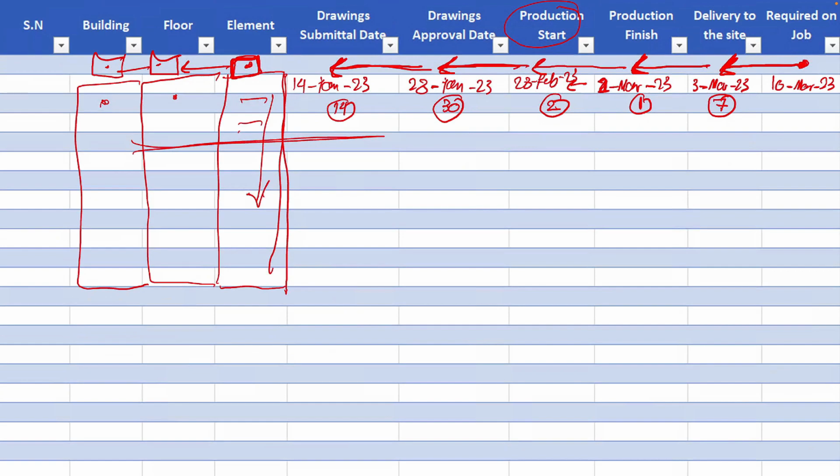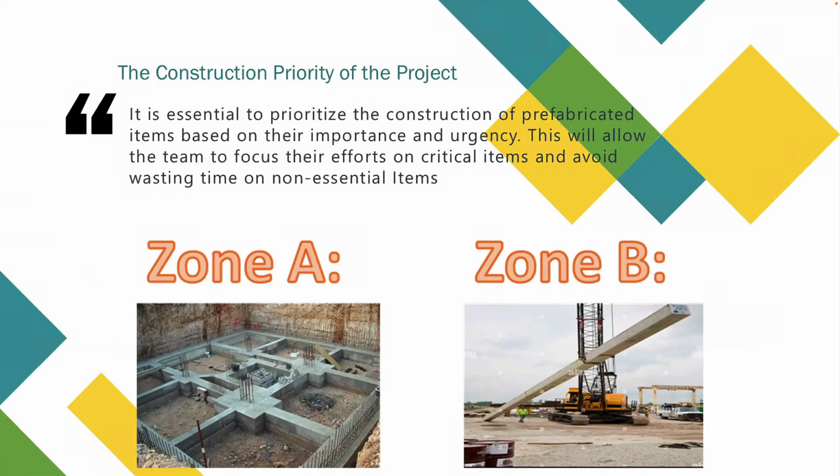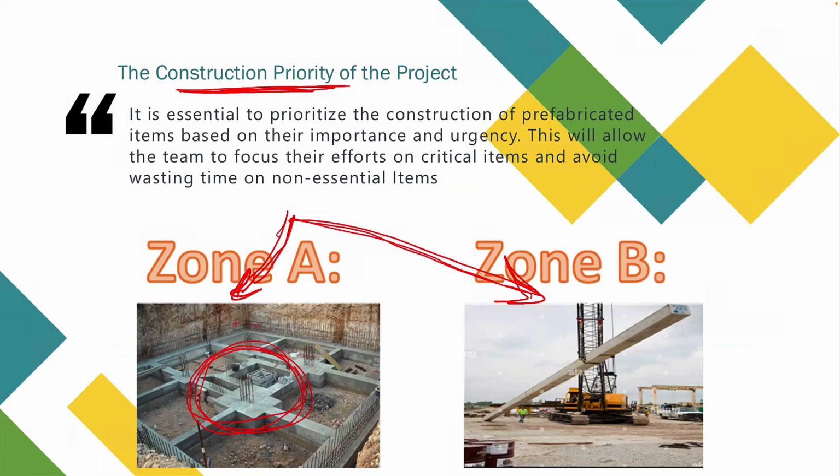The last thing I would like to discuss in this video is the construction priority. Please don't be in a situation where you are working in zone A, and the manufacturer is giving you items for zone B. You are sitting here waiting for the elements to be delivered, and the delivery is coming for different items. This is very dangerous, and this could screw up all your planning. So you need to have the priorities very clear to your team: we are working in zone A, then please give me the elements for zone A.